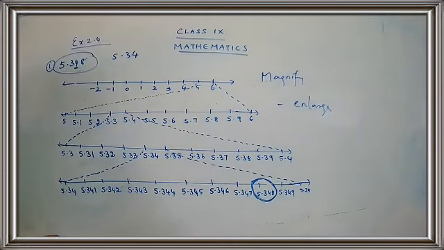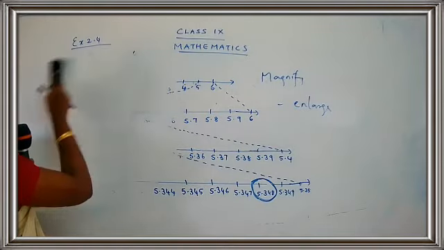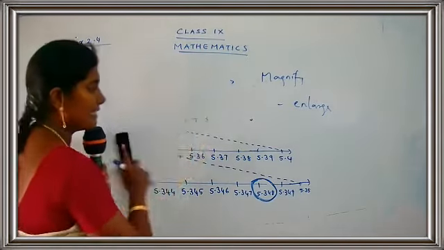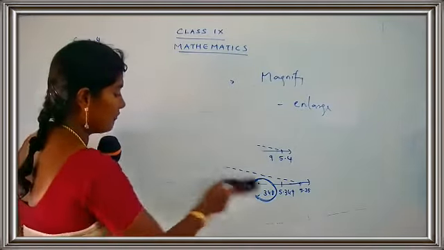Have you completed, children? Was this sum easy? Good. So if you just go on practicing, you people will get an idea how to do the sum. This is a very easy sum, and this sum is for 5 marks. Okay? You will get sums for 5 marks.